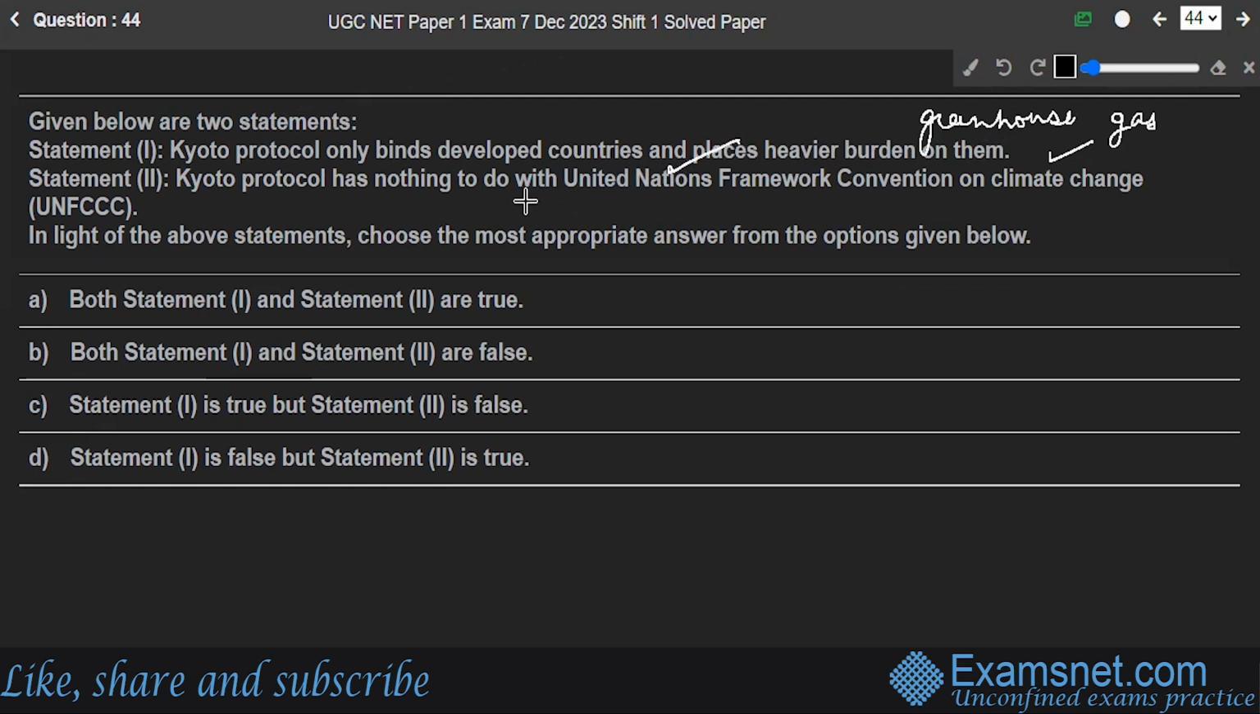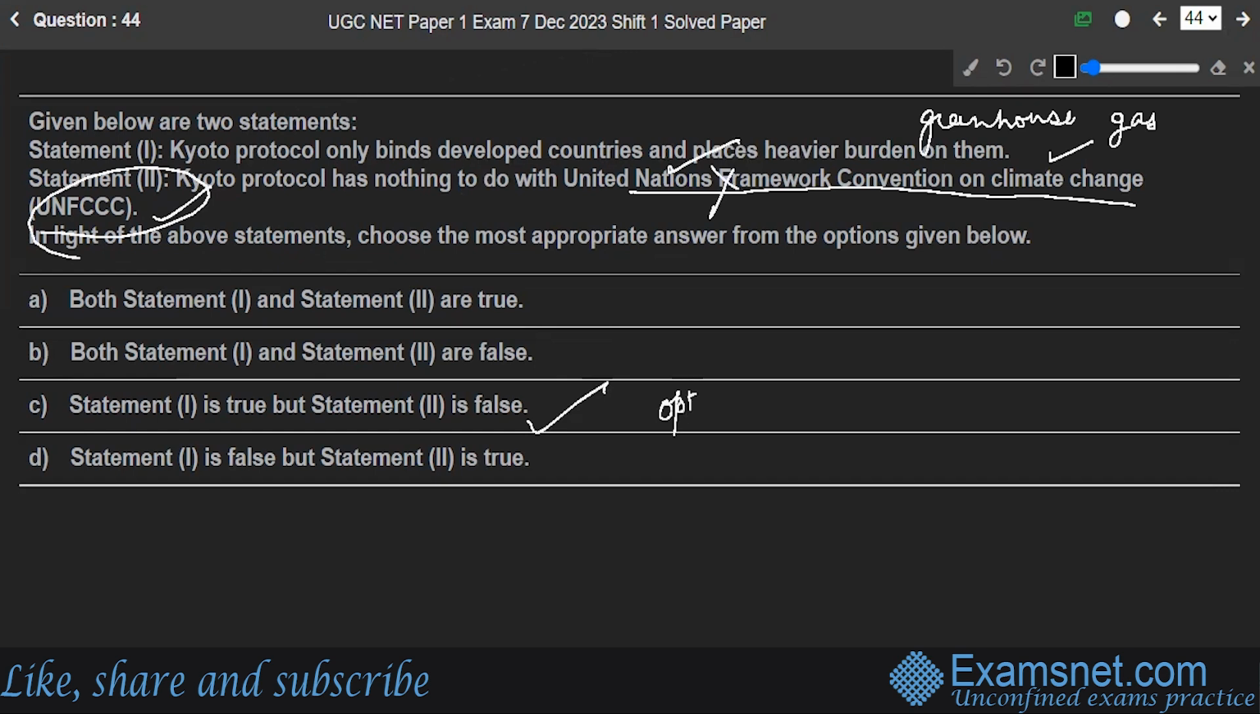Kyoto Protocol has nothing to do with the United Nations Framework Convention on Climate Change, that is UNFCCC. This is false. See, Kyoto Protocol is directly related to UNFCCC. This UNFCCC is an international treaty that sets up a framework for international cooperation to combat climate change. This protocol is one of the protocols that have been adopted under UNFCCC. So the second one is wrong. The first one is correct.